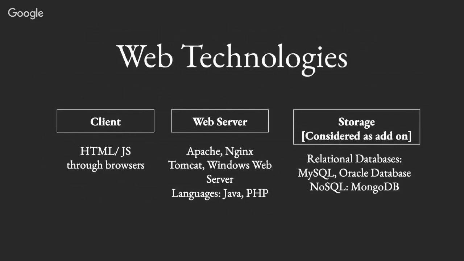Okay, so what are web technologies? There are basically three parts. The first part is the client, which is your HTML and your JavaScript that is executed through your browser. Next is the web server that's actually getting a request. For each web server, there are specific languages that you can use, like Java or PHP. And lastly, some of you might want to use storage systems for your servers. So you can use a relational database like MySQL, or recently there's been more hype over NoSQL, like MongoDB.